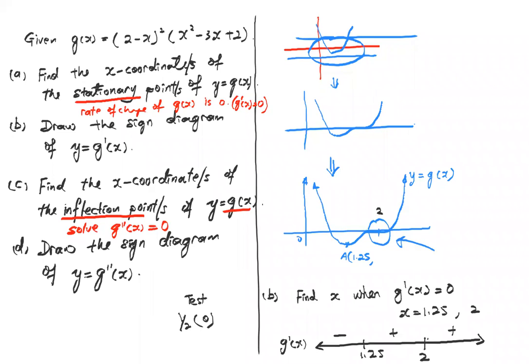Are you clear? Okay, now allow me to do C and D. You go back and find the exact value by yourself.